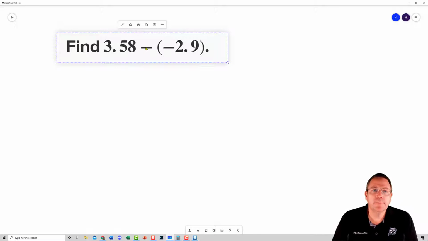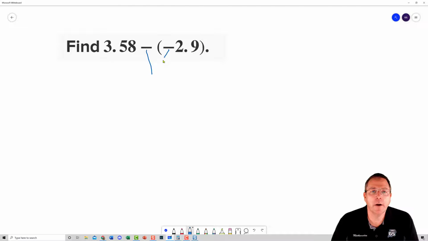Did you get it done? Let's see what I'm going to do. So I'm going to start off by taking my ugly problem and get my pen working. I'm going to make my ugly problem pretty. A negative times a negative is a positive. So that's actually 3 58/100ths plus 2.9.